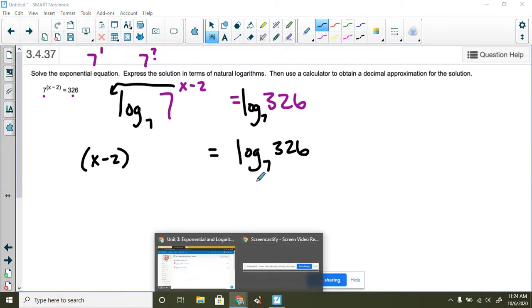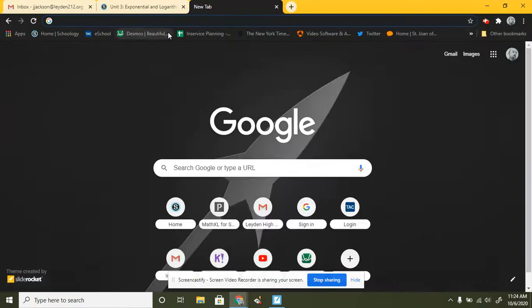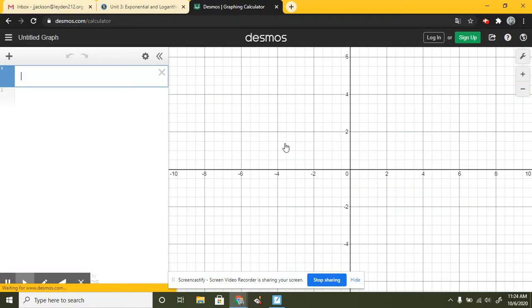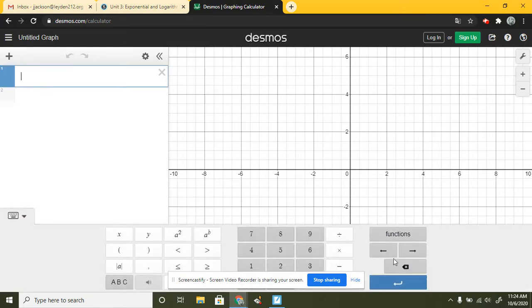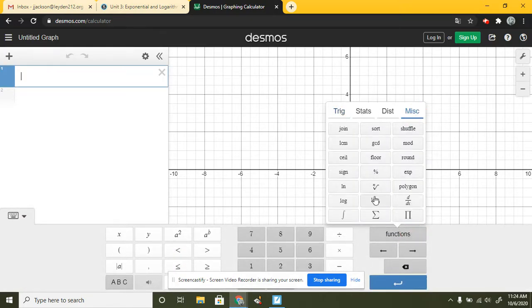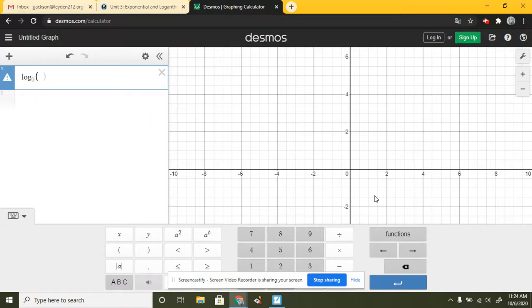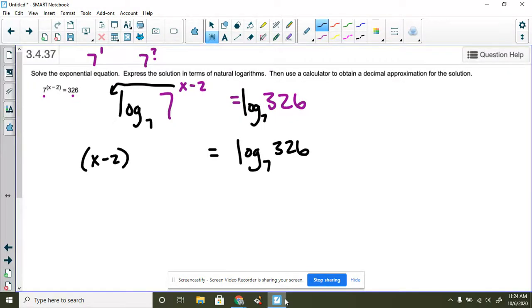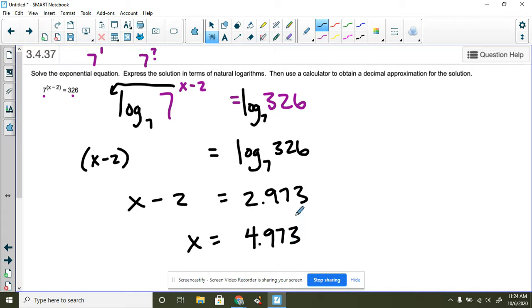We can do this real quick. We got time, right? So we could type in, I think, hide that, log base 7 of 326. We get, let's call that 2.973. Okay, so we get 2.973 for this answer, and then we would just add 2 to the other side. So 4.973. This is what we would do given the abilities of the technology that we have.